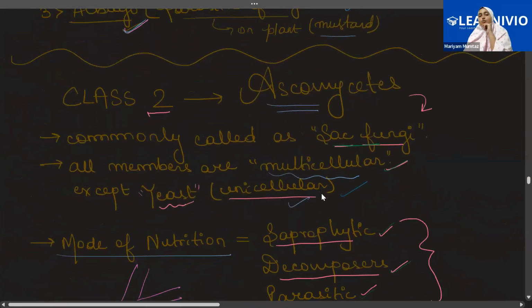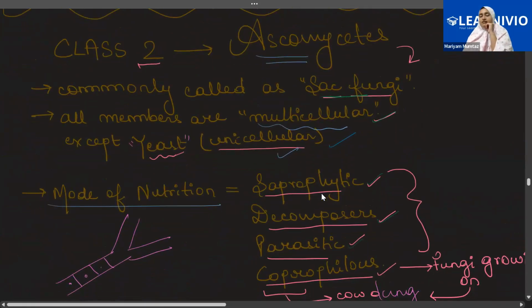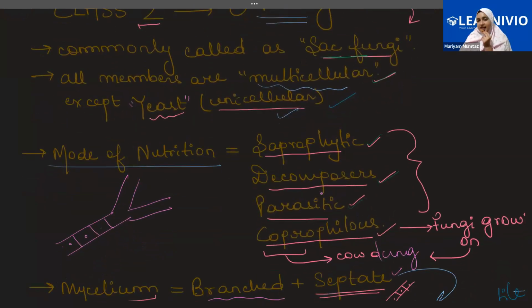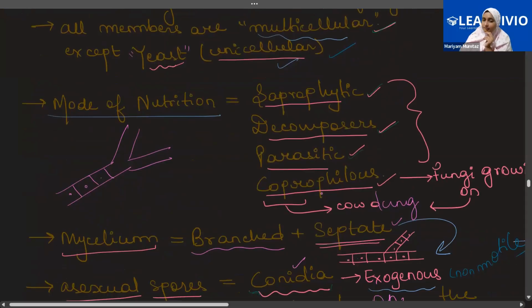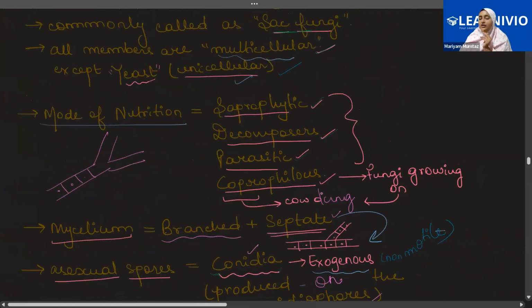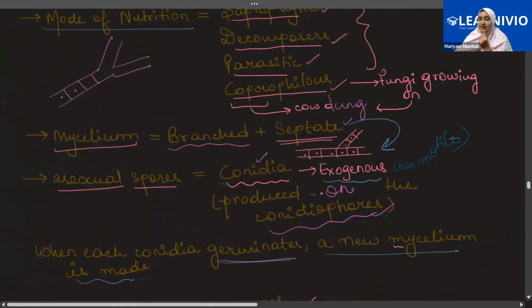Then comes the second class of fungi, Ascomycetes, commonly known as sac fungi. All members are multicellular except for one, yeast. Yeast is a unicellular fungus that belongs to Ascomycetes. The mode of nutrition can be saprophytic, decomposers, parasitic, and coprophilous. Coprophilous is when the fungus grows on cow dung. The mycelium is branched and septate, meaning a wall is present.